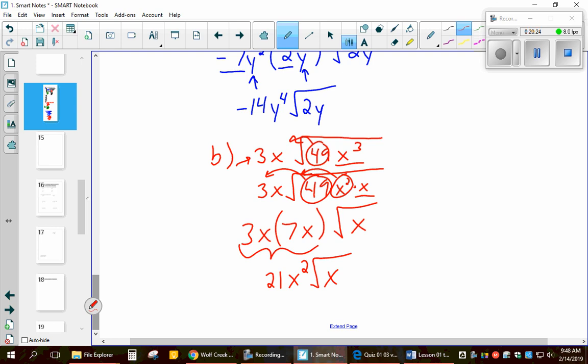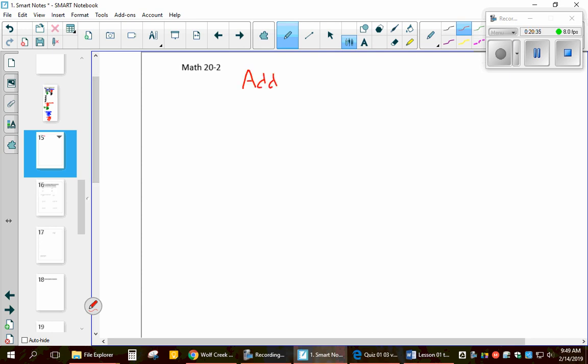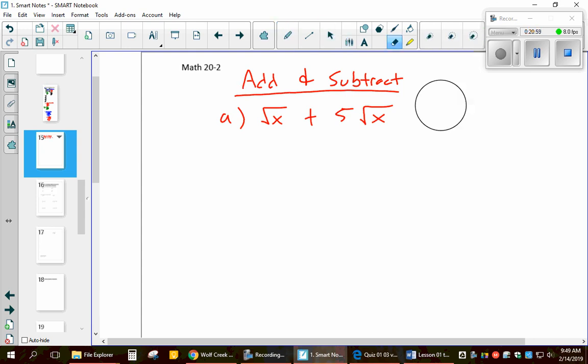All right. Next one, we're going to add and subtract. Okay, so really quickly here, if I had the square root of x plus 5 times the square root of x, and we'll put equals right below it, and I want to simplify this one.